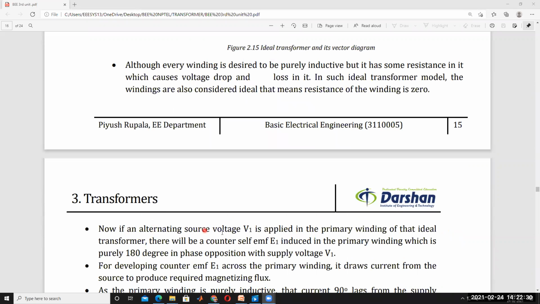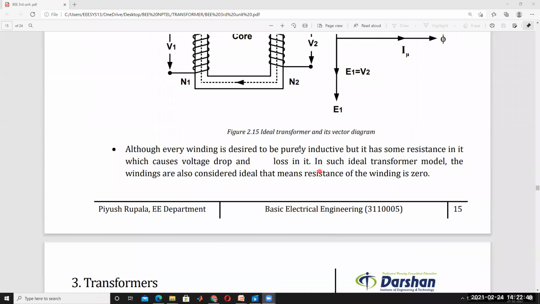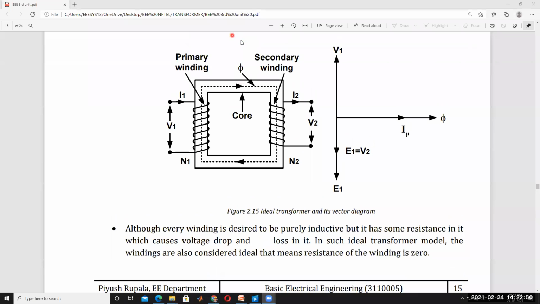Now, if the alternating source voltage V1 is applied to the primary winding of that ideal transformer, there will be a counter self EMF E1 induced in the primary winding, which is purely 180 degrees in phase opposition with the supply voltage. So E1 is developed across here. This voltage is called E1, and this induced voltage is called E2.